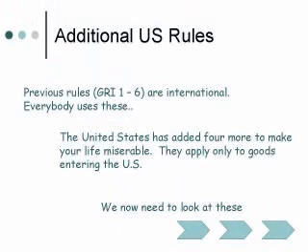Now we want to look at the additional U.S. rules. The ones we have just discussed, 1 to 6, are international. Everybody uses them. The United States has added 4 more just to make your life a bit harder. These rules apply only to goods entering the United States. Now for the good news, there really is only one rule. The bad news is that there are 4 parts to the rule. Let's start right in with 1A.